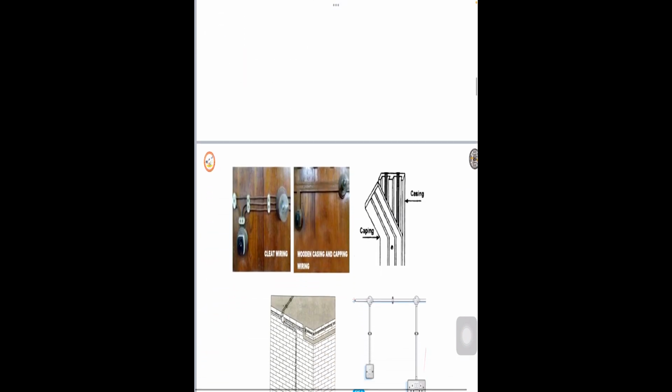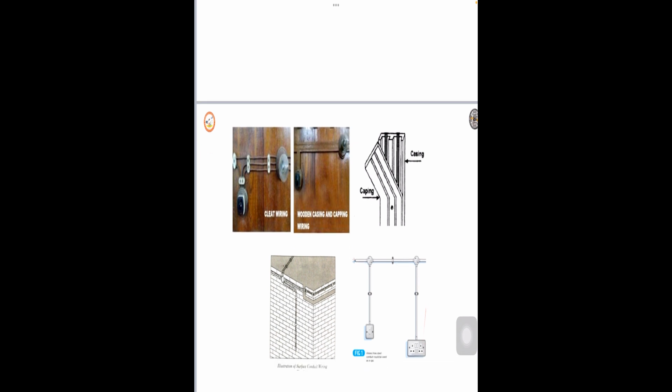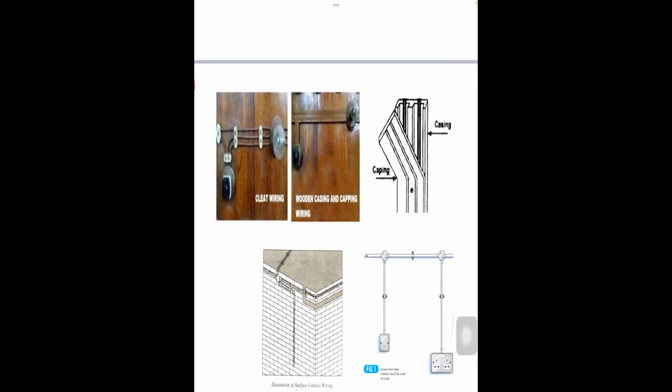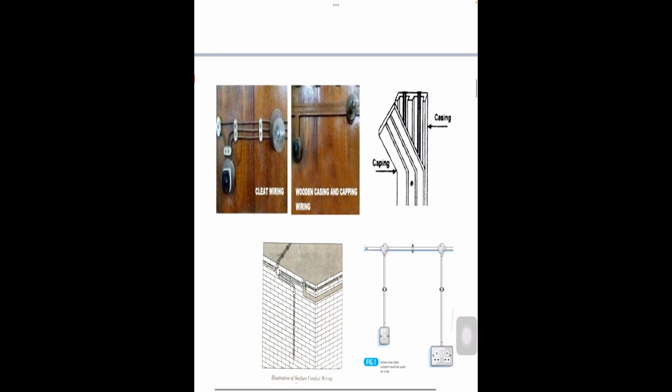Now you can see from the figures, cleat wiring used to be used in the older times. Old houses way back used to have cleat wiring. You can see from the diagram how the cleat wiring has been connected, and also wooden casing and capping is available here. The casing and capping is entirely different. Also, the illustration of surface conduit wiring shows how surface wiring is done. The next figure shows how steel conduit can be used as a CPC wire.